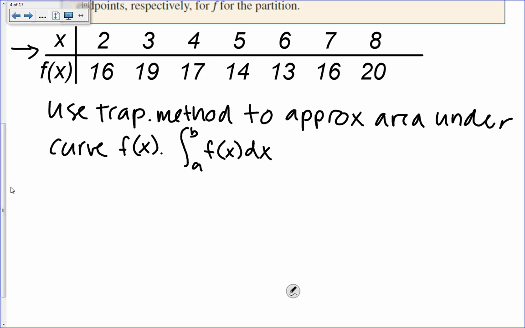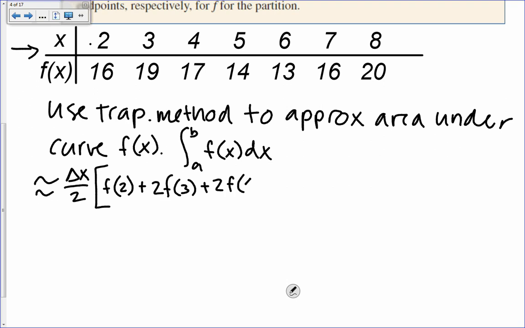So my integral right here, the integral from a to b of f of x dx, is approximately my delta x over 2 times, starting with my f of 2 right here, f of 2 plus, now I start taking each base length twice, 2 times f of 3 plus 2 times f of 4. I'm going to keep going with this until I get to my last x value, which is f of 8, which remember I only add in one time.